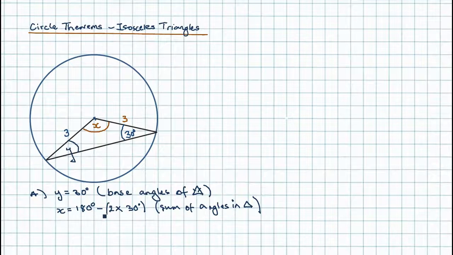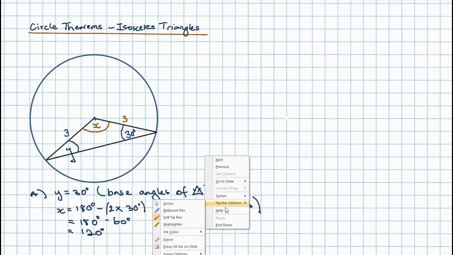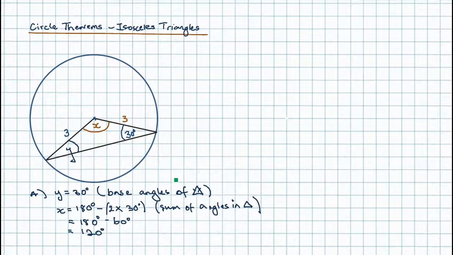So we've now got x is 180 degrees minus 60, which is equal to 120. So x is 120 degrees, and we've solved our problem. Now, always do a quick check. So how are we going to check?